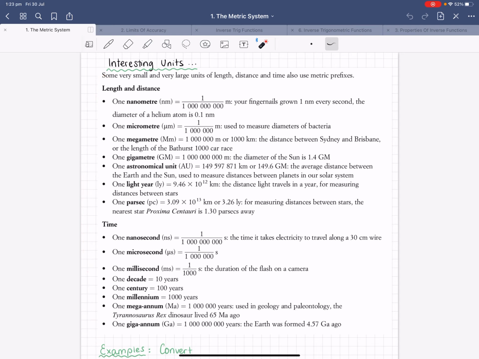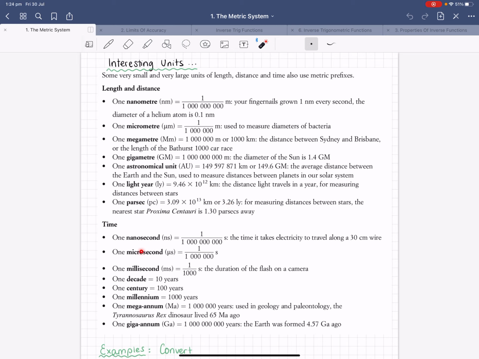Now, I'm not expecting you to write this out, but I am expecting you to have a look through some of them. Here's a couple of interesting units. A nanometer has the notation nm, right? And it's your fingernail's growth every second, which is crazy. Or the diameter of a helium atom. Some of these are pretty cool. A megameter is 1,000 kilometers. So this is the distance between Sydney and Brisbane. You can have a look through them. Some of them are pretty cool.